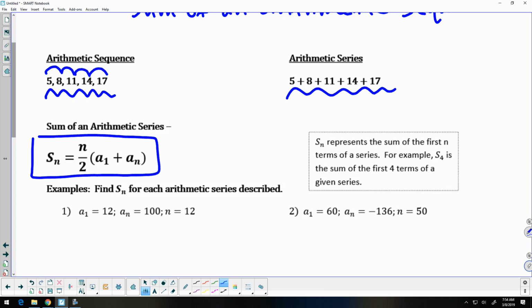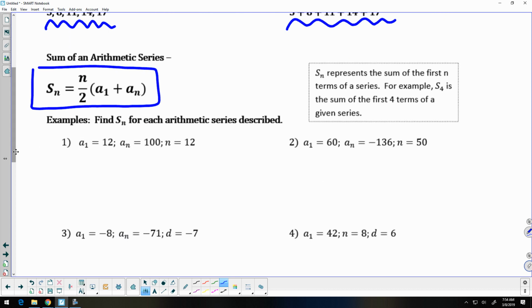Okay? So for our examples, coming down to our first one, we know the first term's 12, we know the last term's 100, and there's 12 total terms in this series. We only have 2 of them, so there's 10 other missing terms that we don't know, but we could still find the sum, because we could just plug this all directly into our formula. So we're finding the sum of 12 total terms, so we're doing 12 over 2, and then inside we have a sub 1, which is 12, plus a sub n, which is 100. So you just plug it all in.